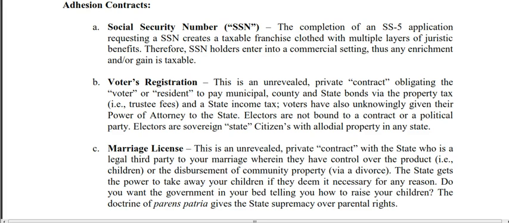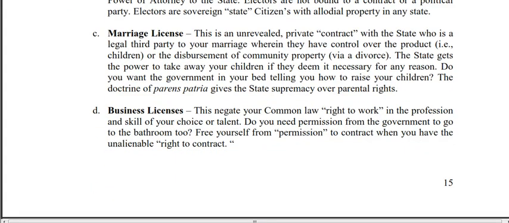Marriage license. This is an unrevealed private contract of the state who is a legal third party to your marriage, wherein they have control over the product, i.e. children, or the disbursement of community property via divorce. The state gets the power to take away your children if they deem it necessary for any reason. Do you want the government in your bed telling you how to raise your children? The doctrine of parens patriae gives the state supremacy over parental rights.